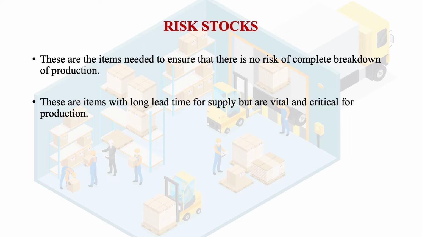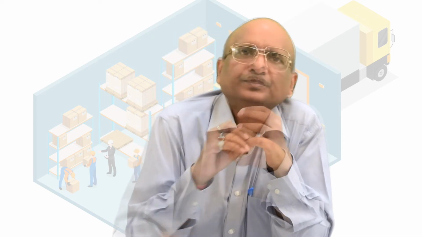These are items with long lead time for supply, but they are vital and critical for production. So one of the characteristics of such items is that they have a long lead time. They are vital and they are critical for the production. That is another important characteristic of such risk stock inventory.